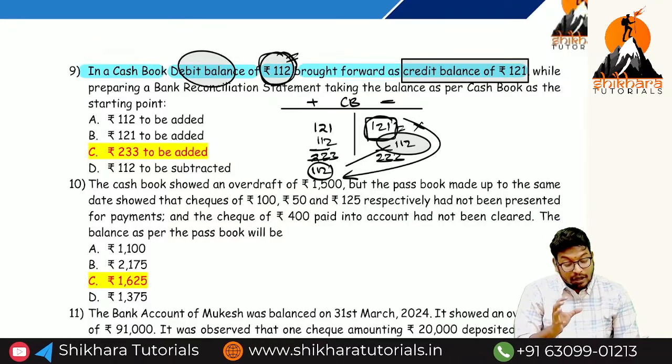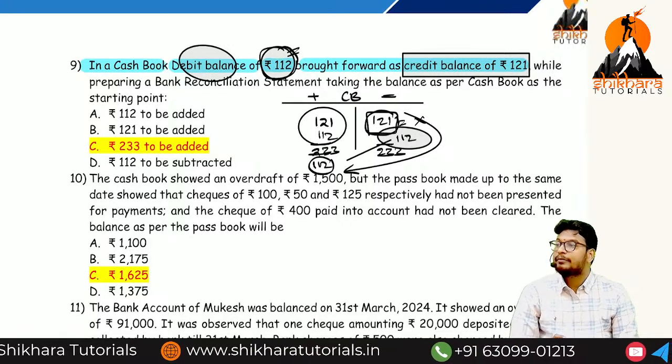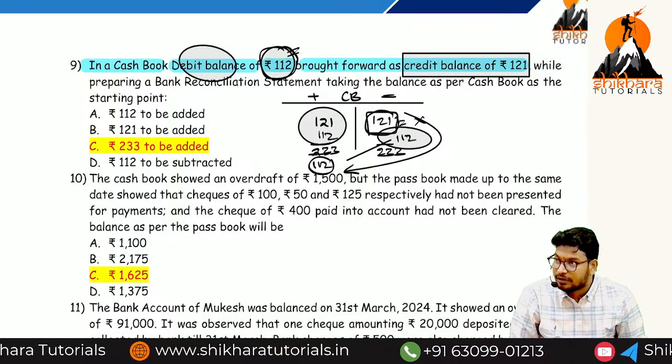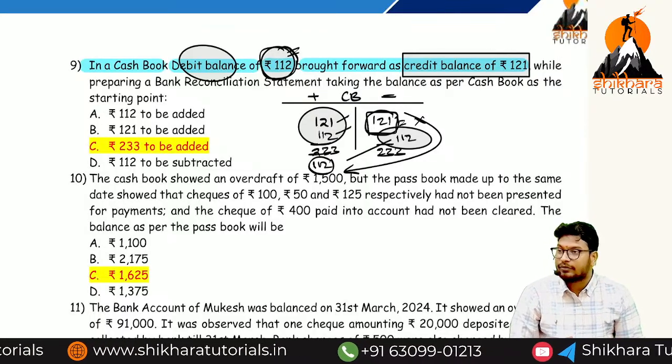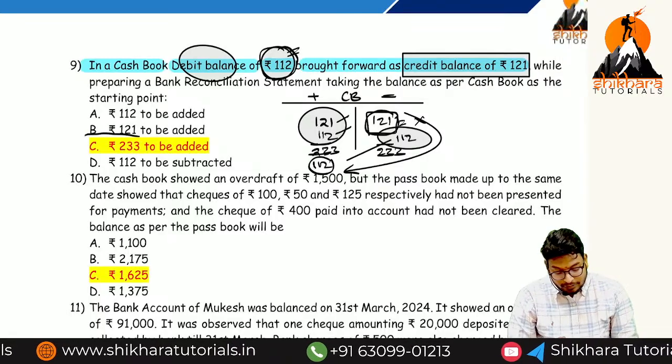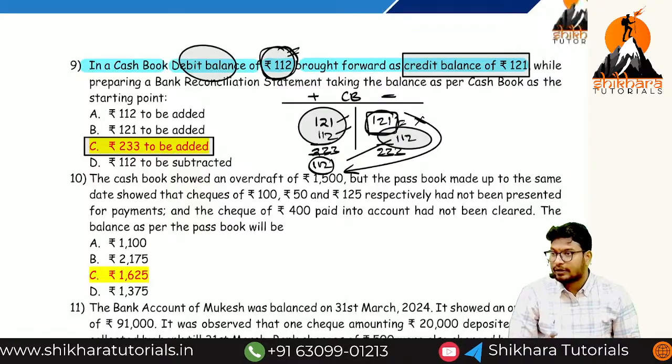Now totally how much amount do we have to add back in order to get the favorable balance as per the cash book? How much amount do we have to add back, ma? 121 plus 112, that is equal to how much, ma? 233 to be added. Guys, are you understanding it or not?